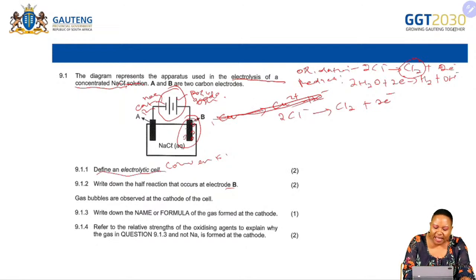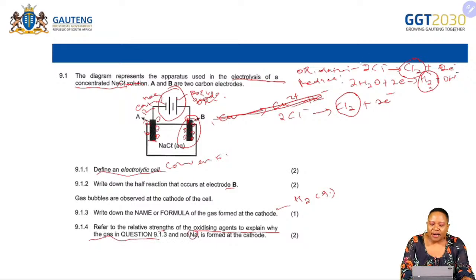So we know that the gas that is formed here is chlorine gas, and the gas that is formed here according to this reaction is H2 gas. So we know that the formula of the gas that is formed at the cathode is going to be our H2 gas, hydrogen gas.